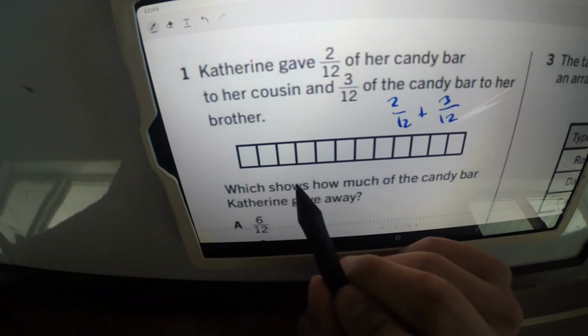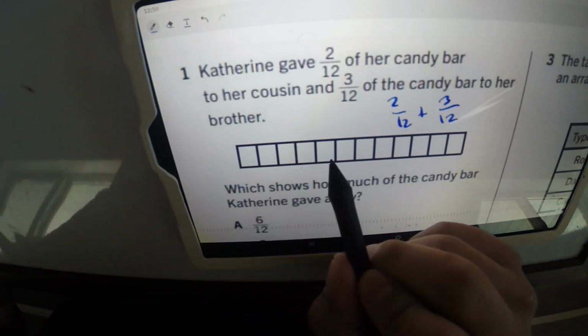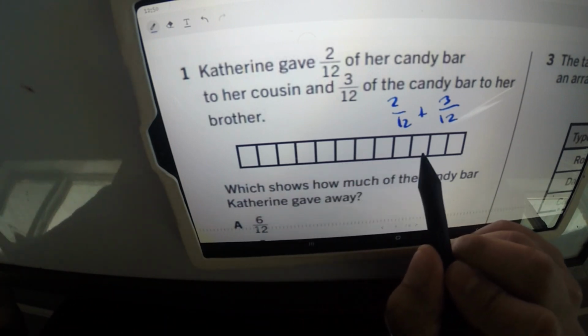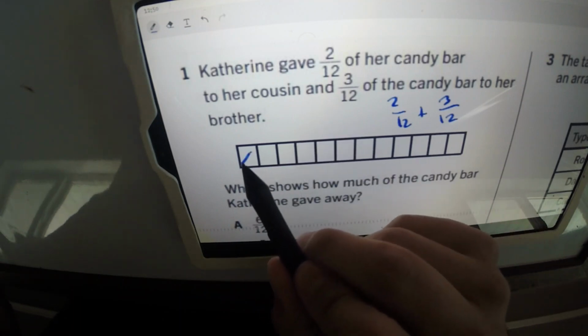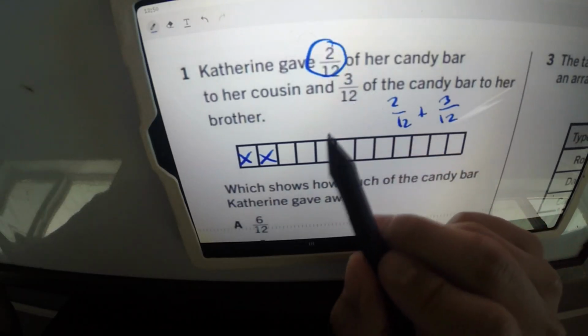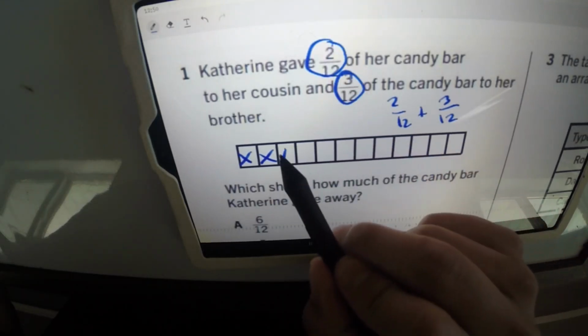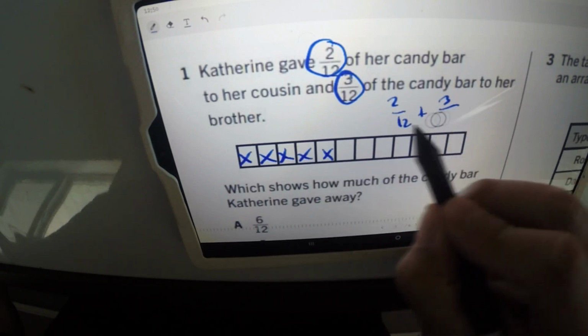This is designed to give us a visual idea of what we're doing. So there's 1, 2, 3, 4, 5, 6, 7, 8, 9, 10, 11, 12. There are 12 parts, right? And this is just to help us out. So 1, 2, this is for this, right? And then 3/12. 1, 2, 3. And this is just a visual aid.